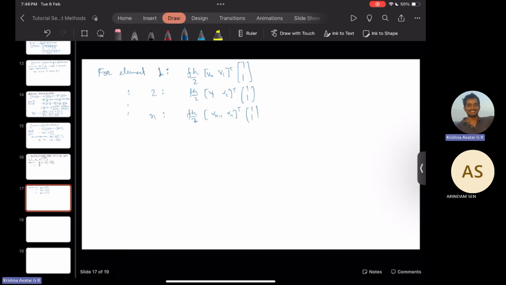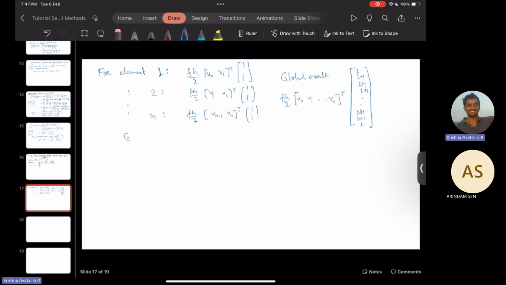Now let's assemble it, the global assembly. So here it will be a bit straightforward. So F H by 2, and then we'll have V0, V1 till Vn transpose, and now let's start building. For element 1 we have 1 1, but for element 2 we'll have 1 plus 1, 1. Element 3, 1 plus 1, 1. Likewise for the nth minus 1 element we'll have 1 1, with plus 1 here from the one before, and then for the last element 1 plus 1 and 1.